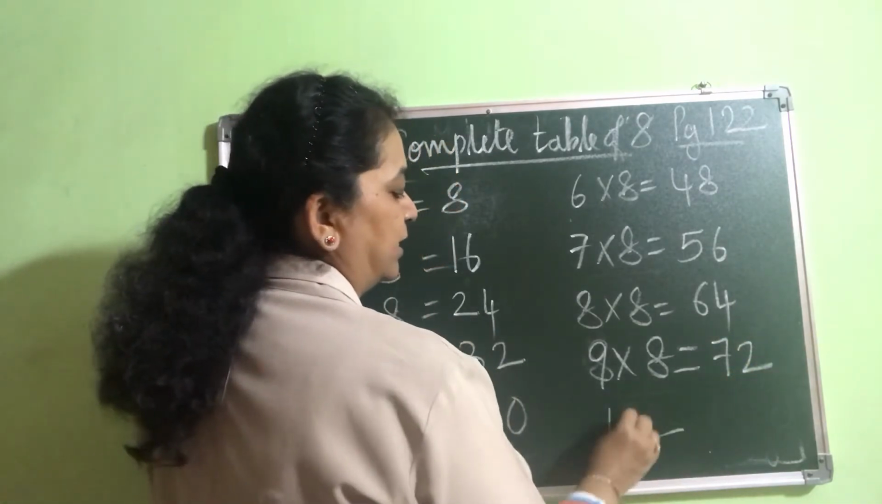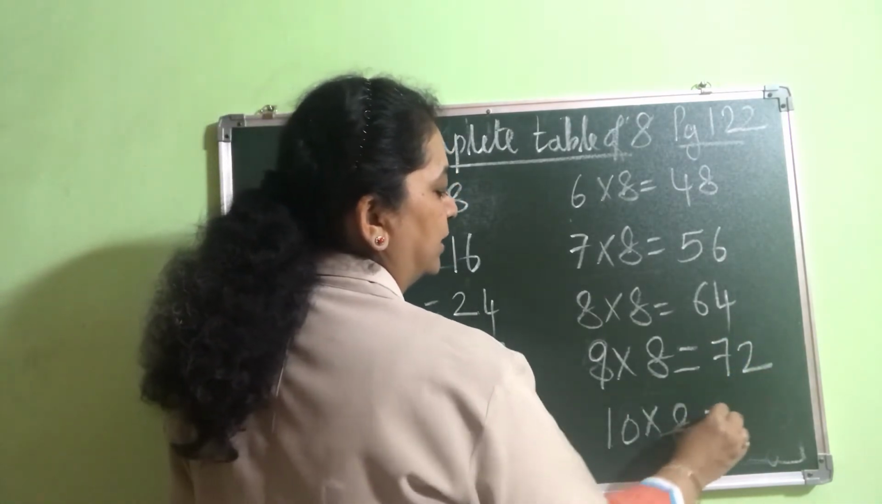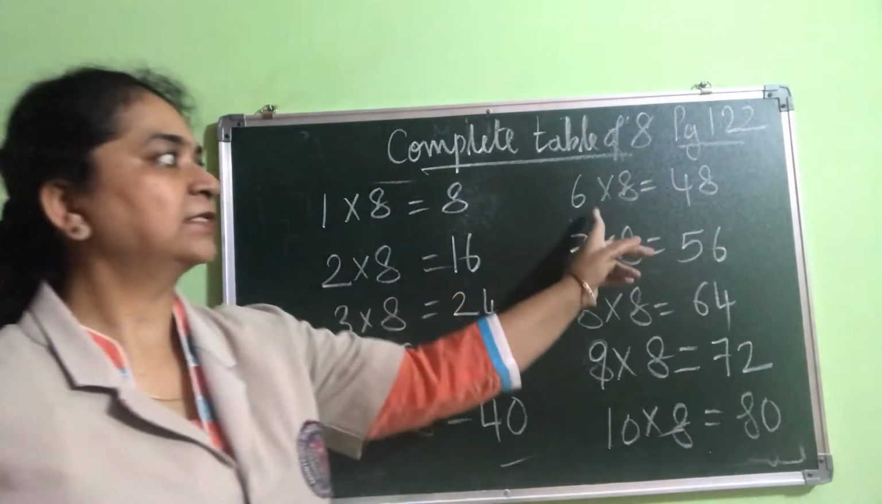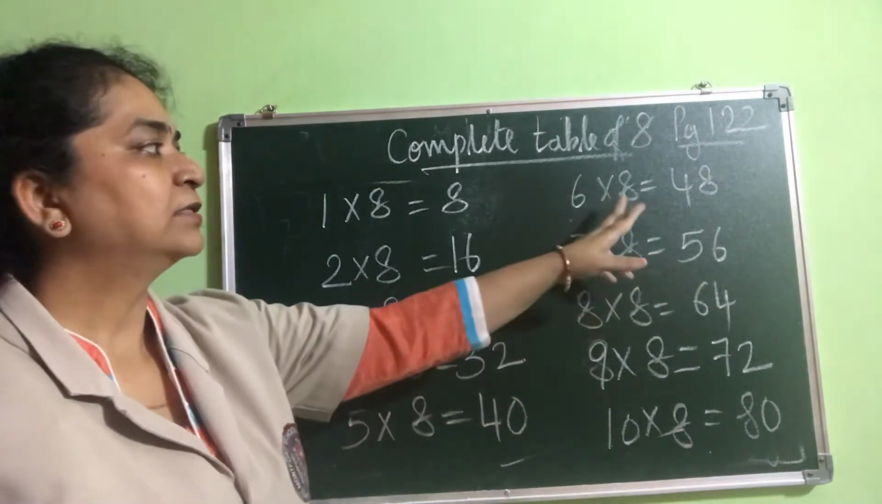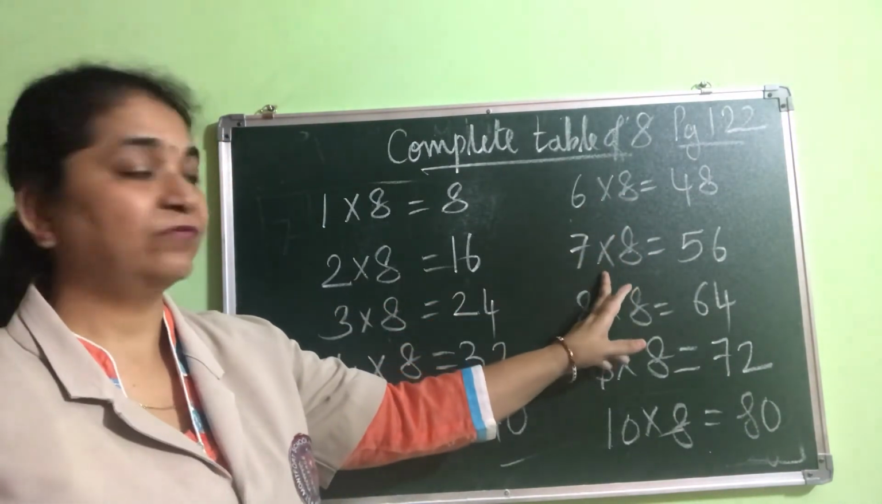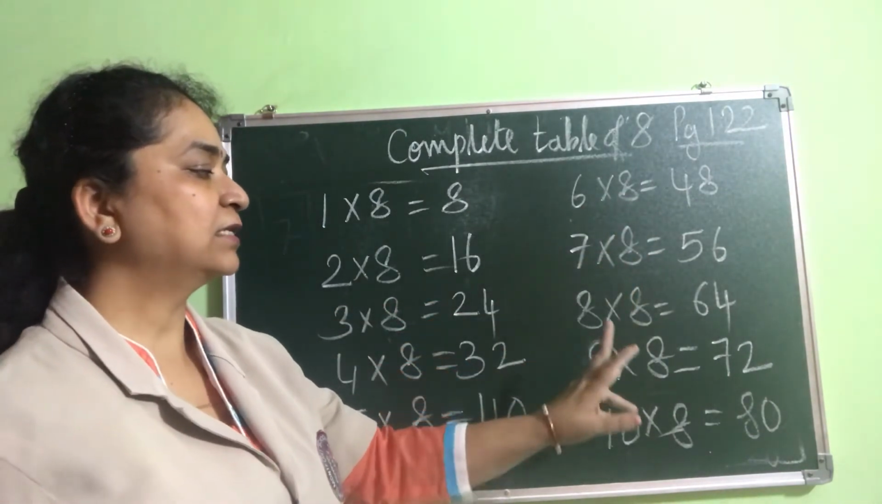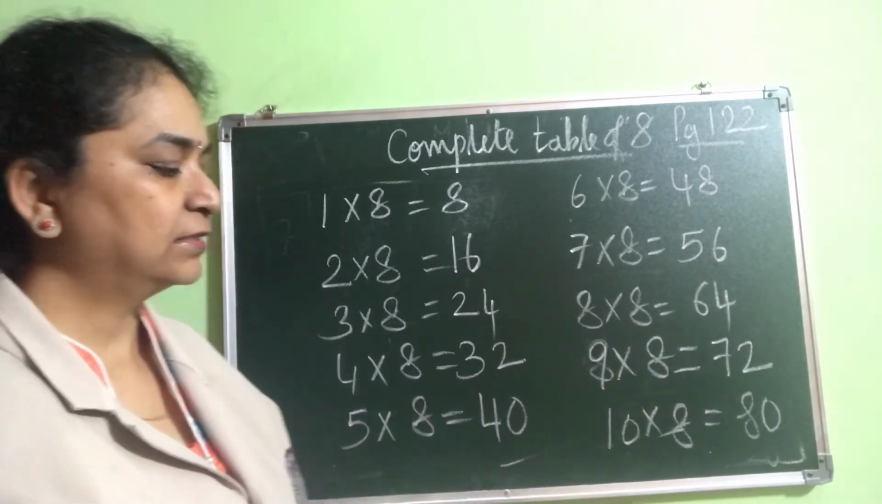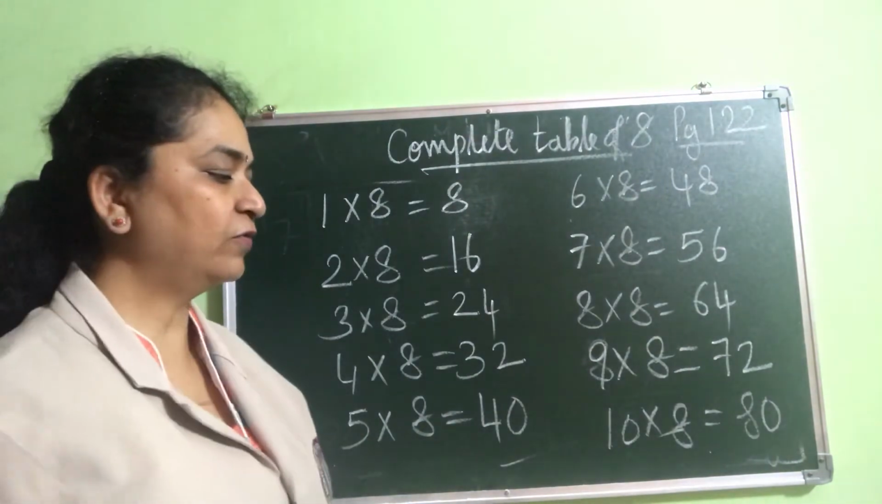72. Then 10 into 8 or 8 into 10. Answer will be 80. So 6 eights are 48, 7 eights are 56, 8 eights are 64, 9 eights are 72 and 10 eights are 80. Okay, all of you got it?